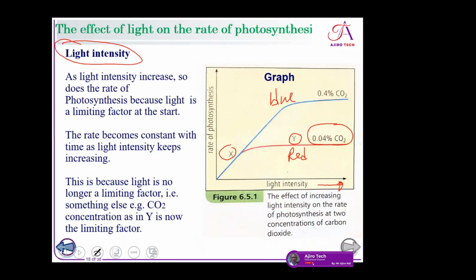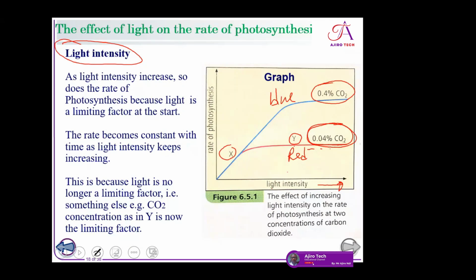So at Y, what is the concentration of carbon dioxide? The rate increases, but then at a certain point it stays constant. What is the concentration of carbon dioxide given to the plant here at Y? Look at it on the highlighted circle. How many percent carbon dioxide is supplied? 0.04%. And at the blue mark, how many percent carbon dioxide do we have? 0.4. Which one is higher? The X is higher.